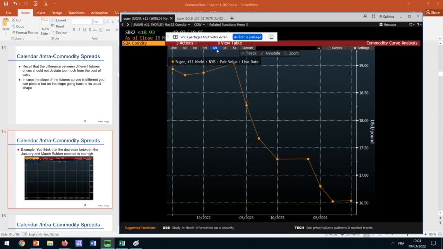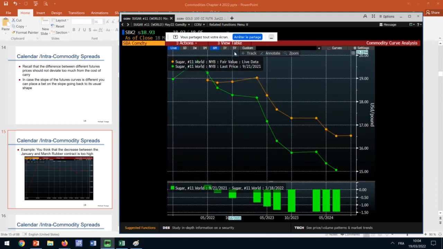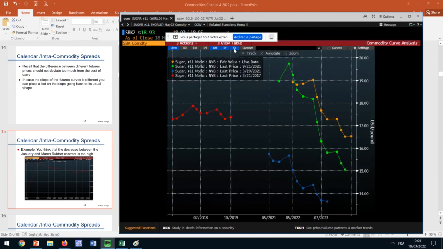Let's check what's going on with sugar in the long run. Okay, so this is the 6 months, 1 year, and 5 years. So yeah, that's what I guessed. The sugar prices have increased quite a bit, and you can see that this is a much more normal shape. This is what we had 5 years ago. This is a flat shape.